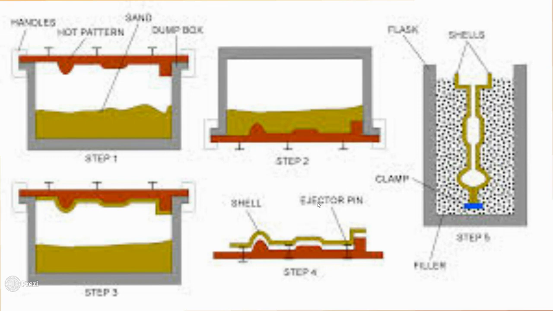Then you remove the shell, create another shell, and you have two halves, and then you support that with sand, and then pour your molten metal in between here and allow it to solidify. Now, the reason why this is a semi-permanent mold example is because these shells can be used over and over again. They do wear out after time, but they can be used on a semi-permanent basis.